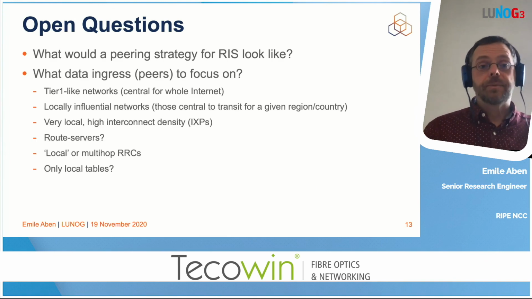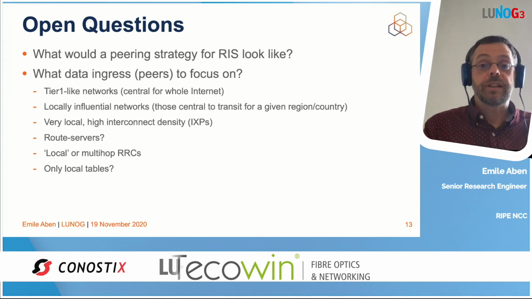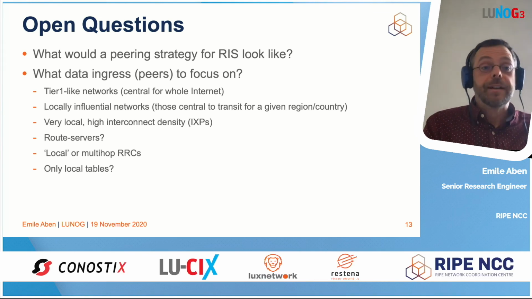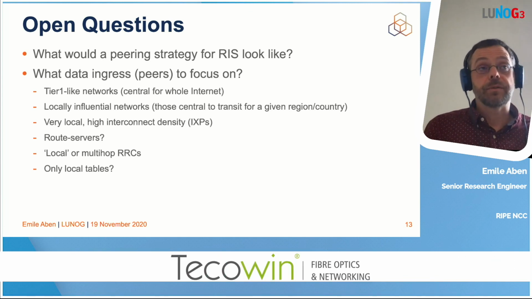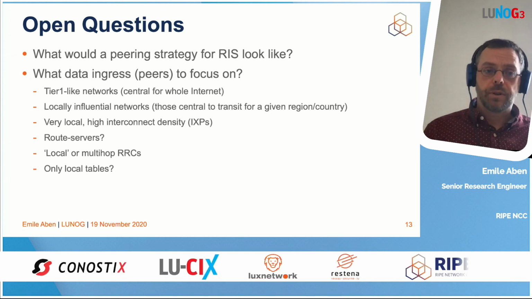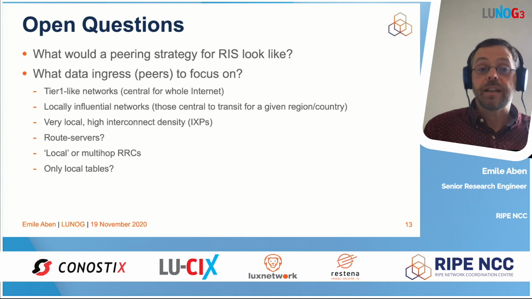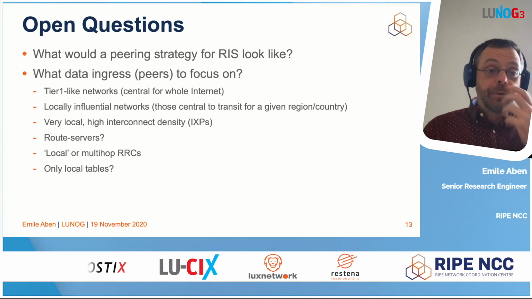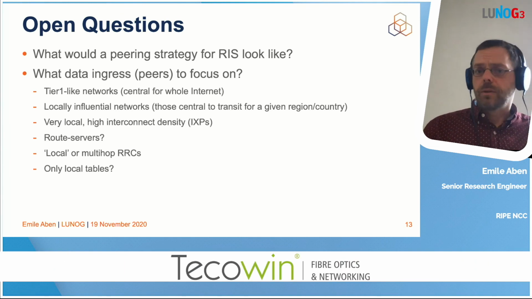So we are developing this peering strategy right now. So input from our community, and that includes NOGs, LUNOG, and any other NOG. Input here is appreciated. What should we focus on? We would like tier one networks, so the very big networks are obvious. We have many of them, but not all. Do we focus on locally influential networks, end user networks? Do we focus on areas that have high interconnect densities, so IXPs? Will we collect route servers? Do we collect local tables? These are all open questions to us, and that we would love input on. So if we can go to the next slide.